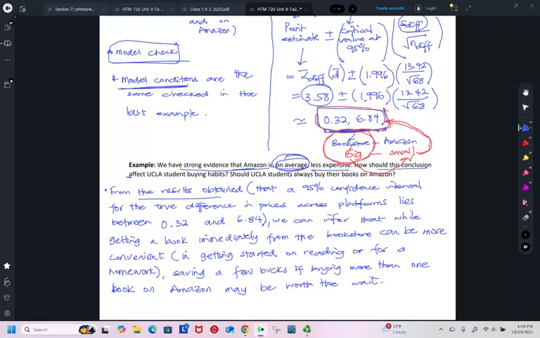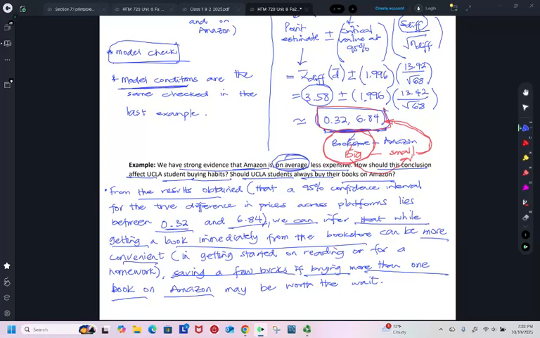How should this conclusion affect a UCLA student's buying decisions or buying habits? Should UCLA students always buy books on Amazon? Well, given the 95% confidence interval goes from 32 cents to $6.84, we can infer that while getting a book immediately from the bookstore can be more convenient, there's a trade-off here. Sometimes saving a few bucks if you're buying more than one book on Amazon may also be worth the wait. So this is very crucial in making decisions.